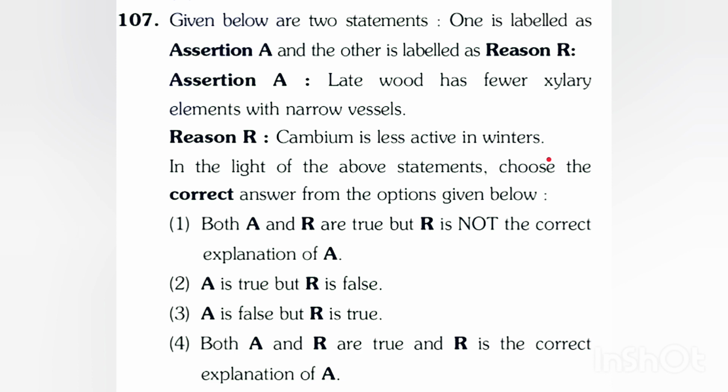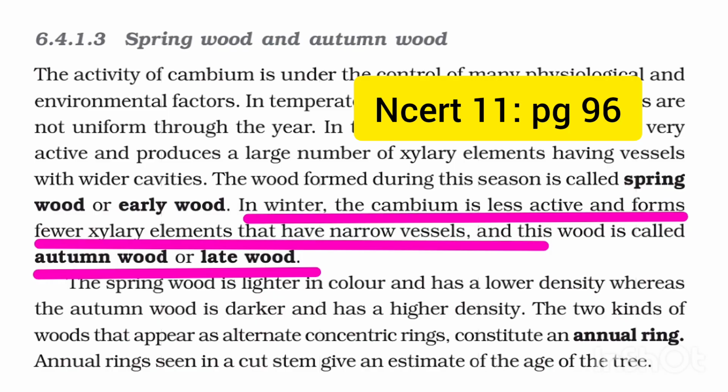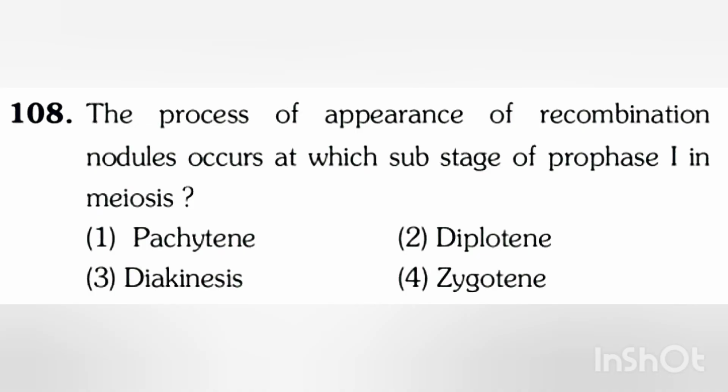Given below are two statements. One is labeled as assertion A and the other is labeled as reason R. Assertion A: Late wood has fewer xylary elements with narrow vessels. Reason R: Cambium is less active in winters. In the light of the above statements, choose the correct answer from the options given below. Answer is fourth: both A and R are true and R is the correct explanation of A. The process of appearance of recombination nodules occurs at which substage of prophase 1 in meiosis? Pachytene.